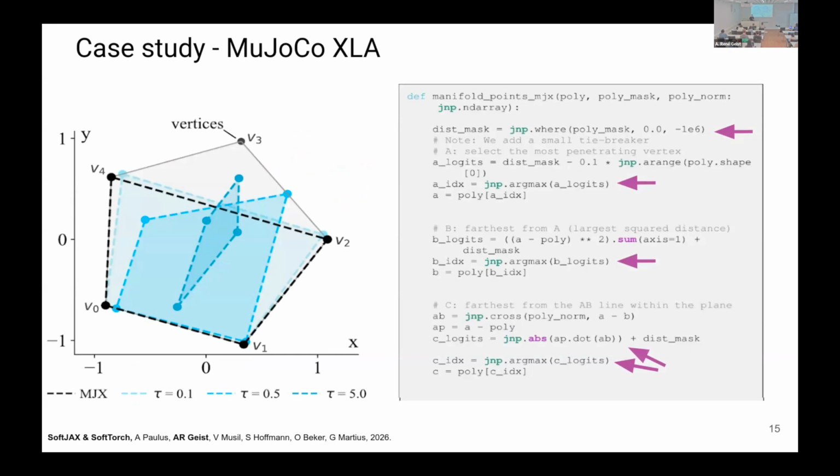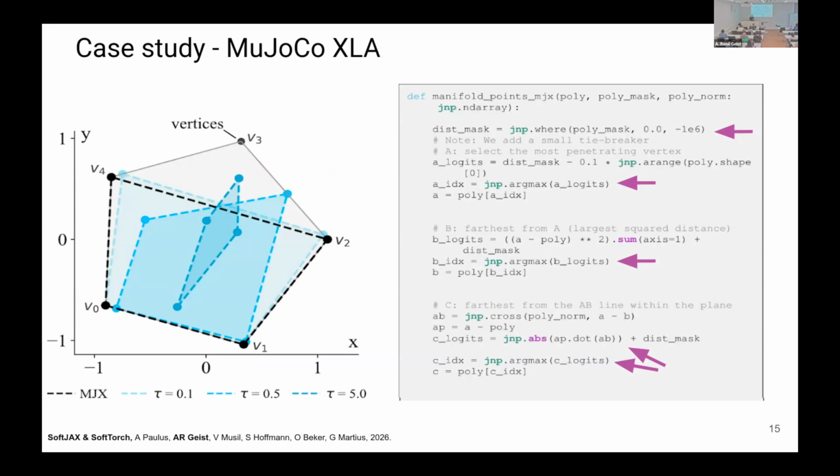Lastly, let's look at a case study. What can you do with SoftJAX that you couldn't do before? Our initial motivation was to smoothen collision detection in robot simulation, so a differentiable robot simulation, here MuJoCo XLA or MJX. What you see here is an algorithm that, given an ordered polygon, selects the 4 points that approximately span the largest area. This is important for collision detection.